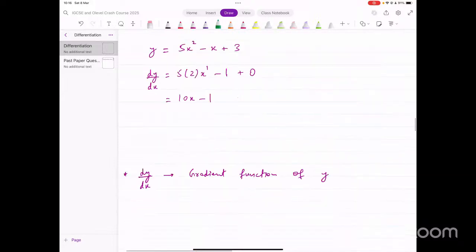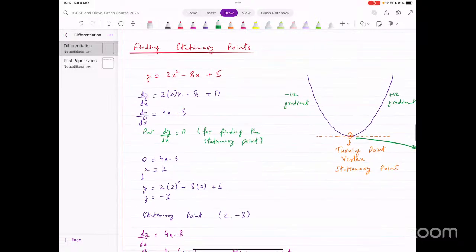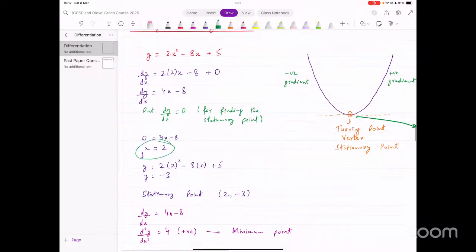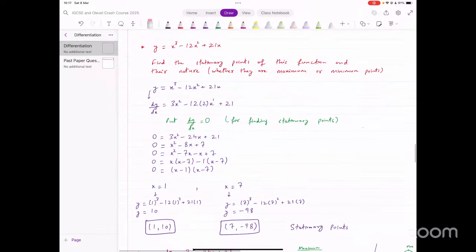Then we talked about the idea of stationary points. Stationary point is just another name for turning points. How do you find turning points? You find the derivative and put that equal to 0. That gives you the x coordinate of the turning point. You put that back in the function to get the corresponding y coordinate. We did this for quadratic function, cubic function.